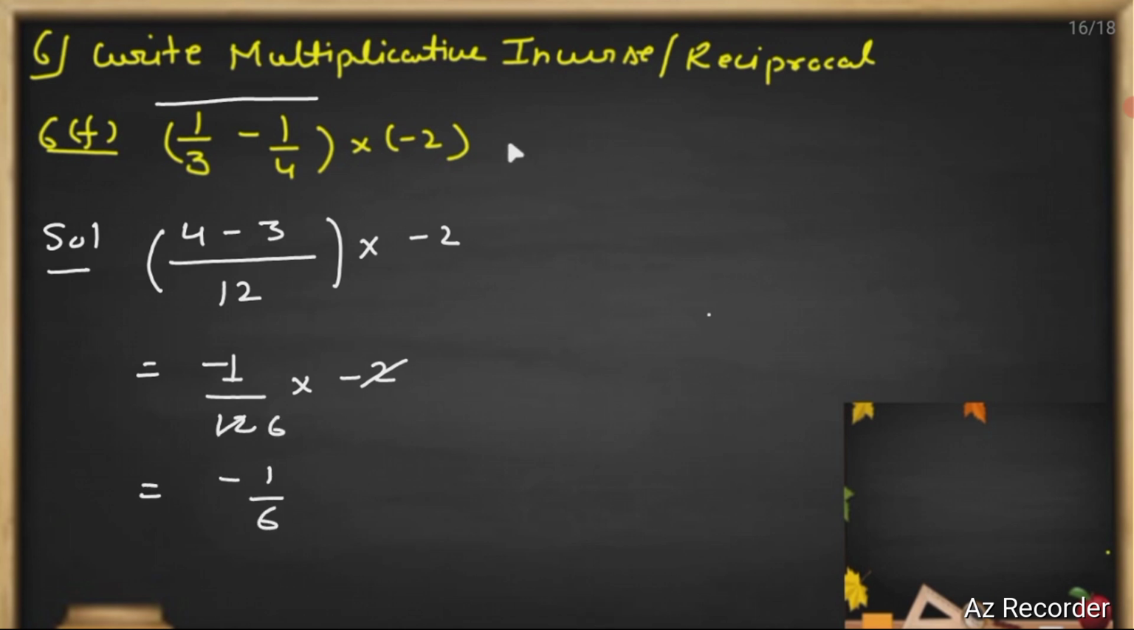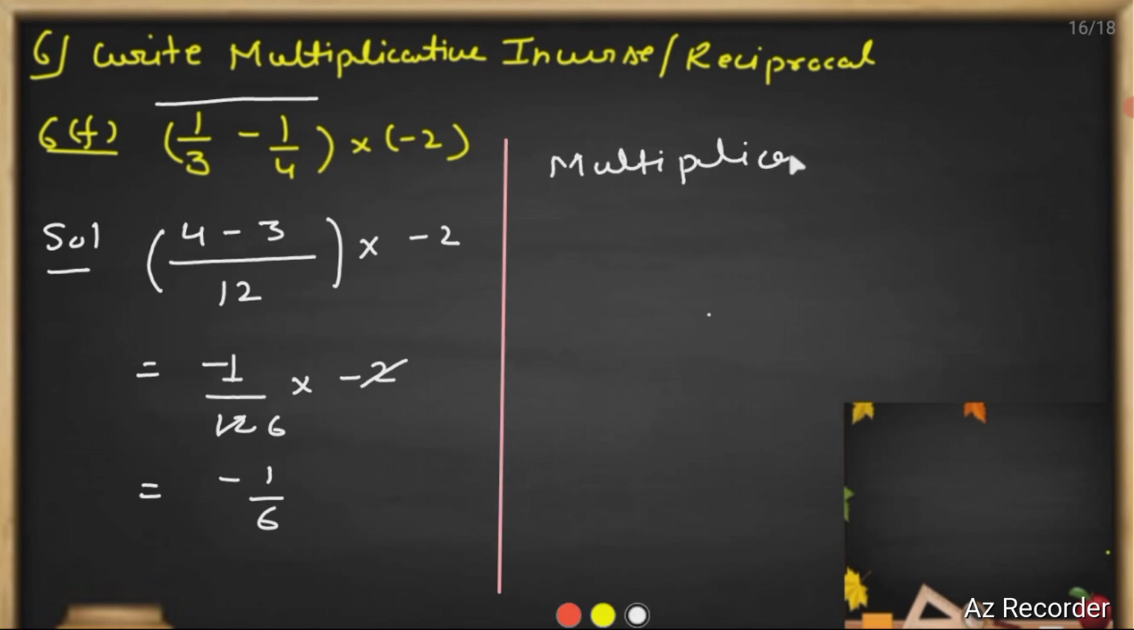So now write the multiplicative inverse of this. How can you write the multiplicative inverse of this? The multiplicative inverse of negative 1 upon 6 will be negative 6. Now move to the next question.